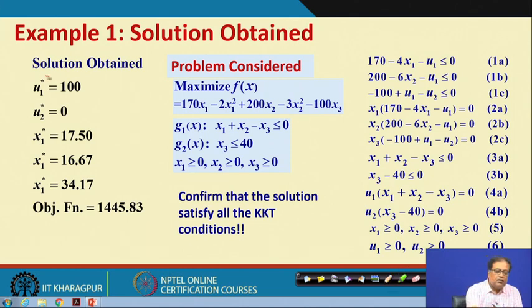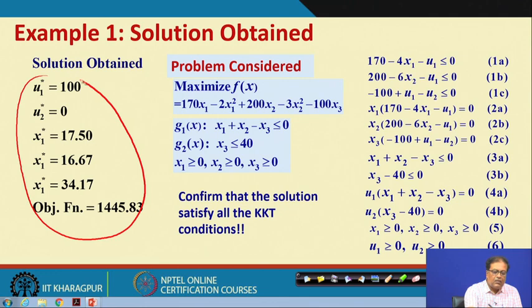u1 star equal to 100, u2 star 0, x1 star 17.50, x2 star equal to 16.67 and x3 star equal to 34.17. They are actually solutions which incidentally satisfy all the KKT conditions. But look here, we have really not solved the problem, we have obtained them by inspection.